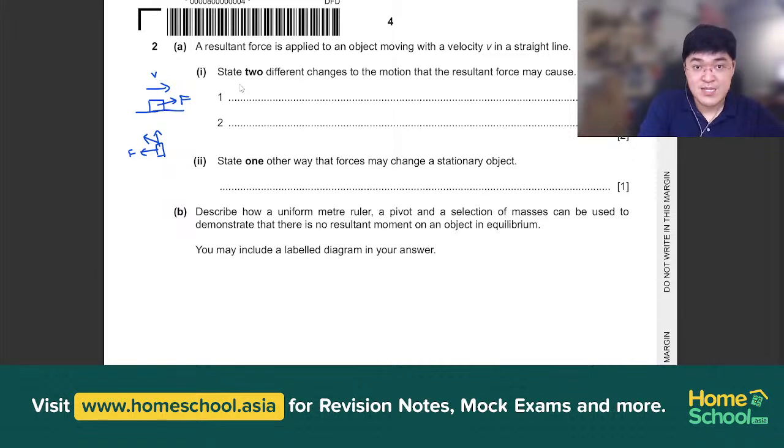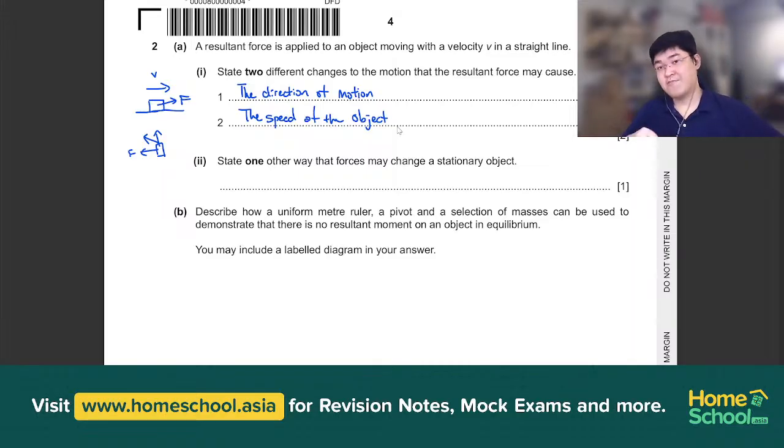So the first thing that may change is the direction of motion. So the direction of the object where it moves changes. And number 2, the speed of the object changes as well. But of course, there's more than these two answers. You can also say the velocity changes, the acceleration changes, and so on and so forth. Once you get these two parts correct, you should get your full 2 marks for this part.